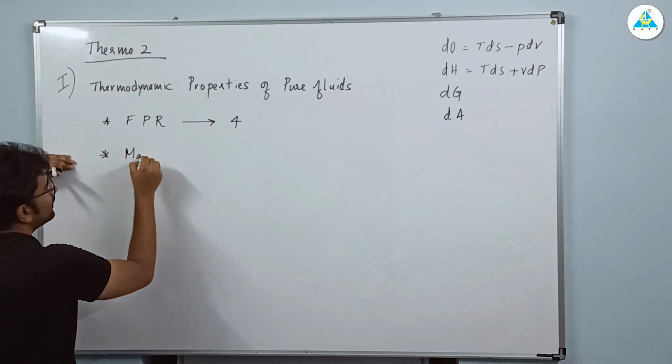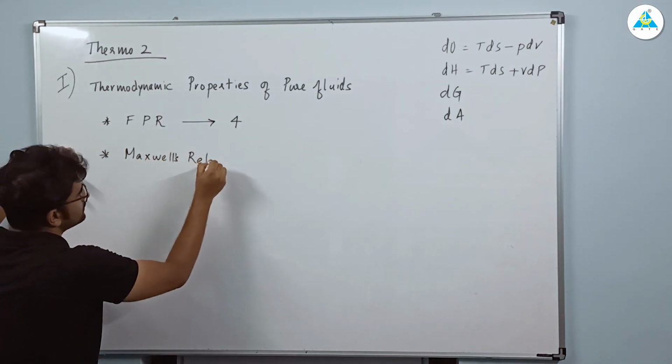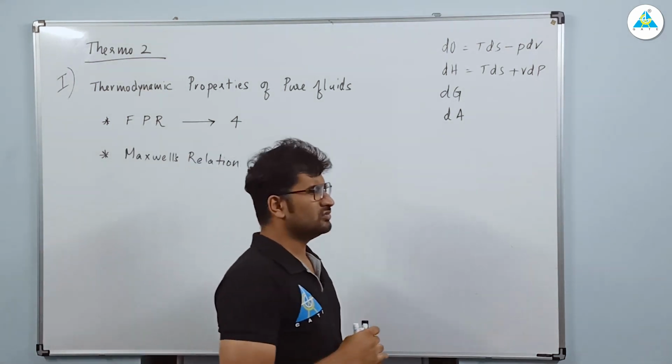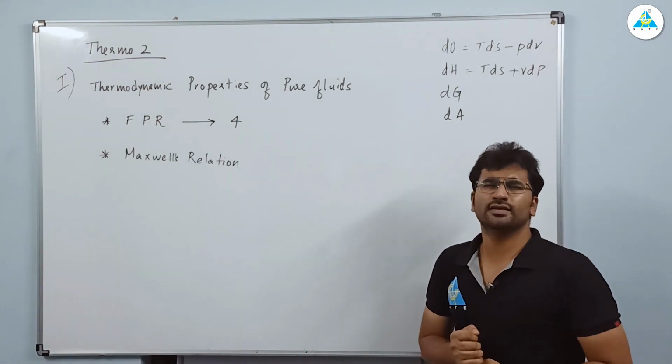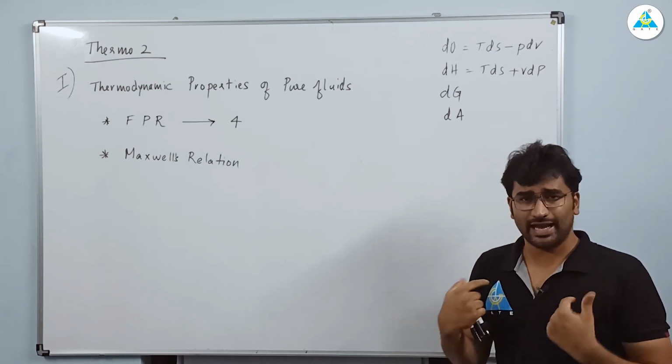Then from the fundamental property relations you have to study Maxwell's relations. You have 4 Maxwell relations. You might have done this in your college, right? This is a normal question for 10-15 marks. I have done that, right?